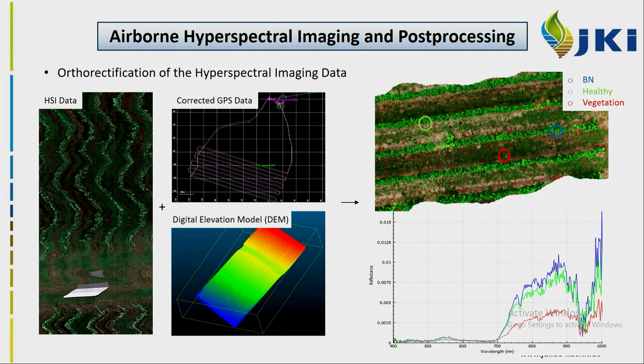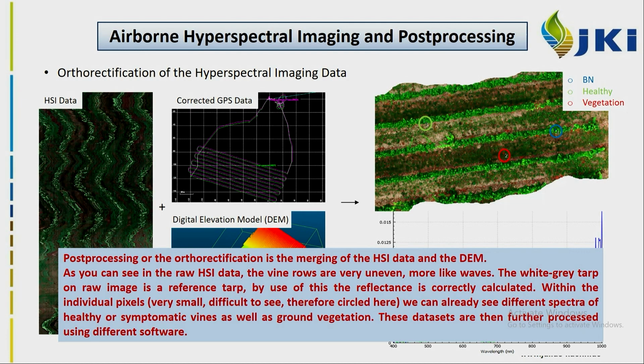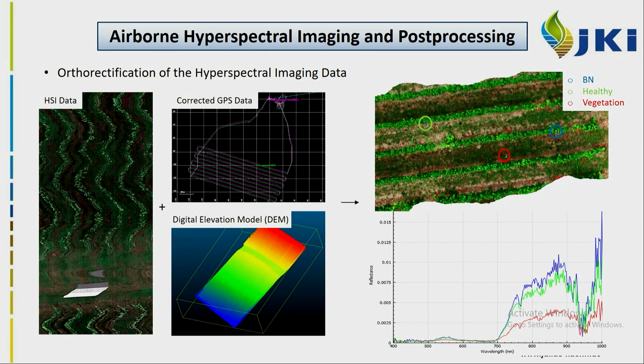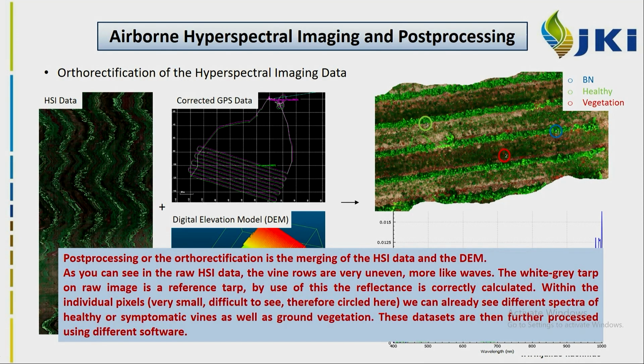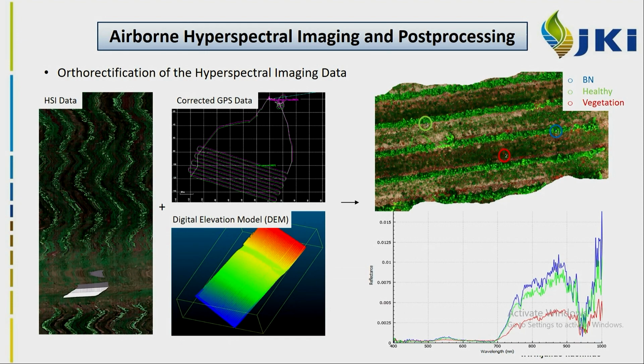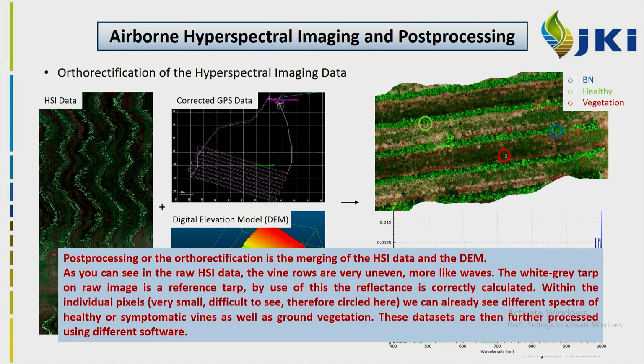So these airborne hyperspectral data need post-processing, and for this we need so-called auto-rectification. What does it mean? The post-processing, or auto-rectification, is the merging of the hyperspectral image data and the accurate positioning. As you can see in the raw hyperspectral data, the vine rows here are uneven, more like waves. And here we have a corrected version for the referencing or localization, and by this, the reflectance is correctly calculated.